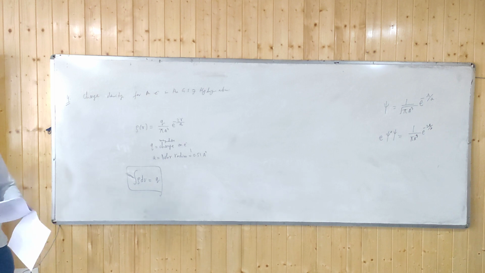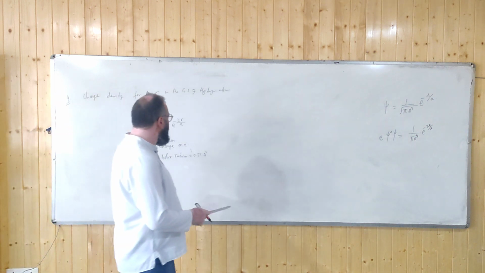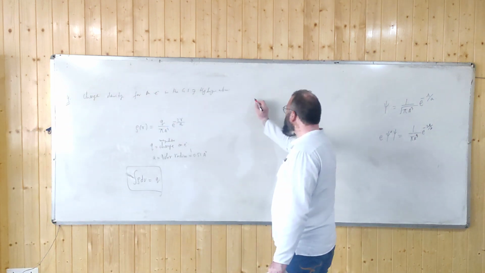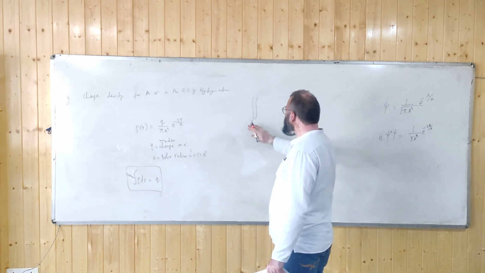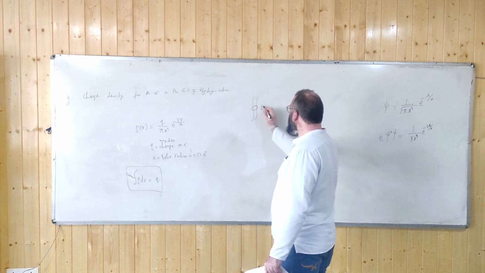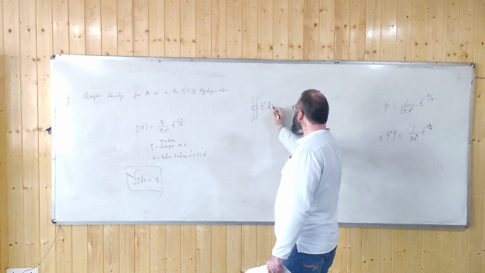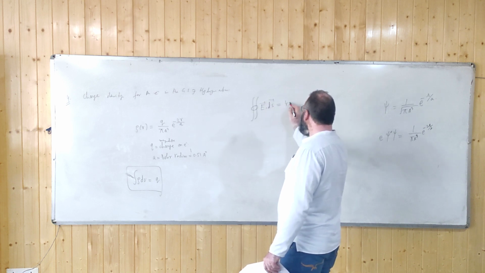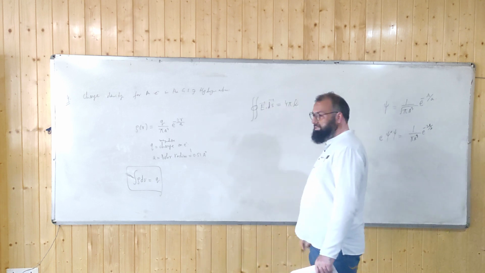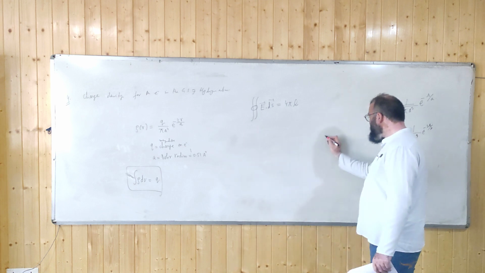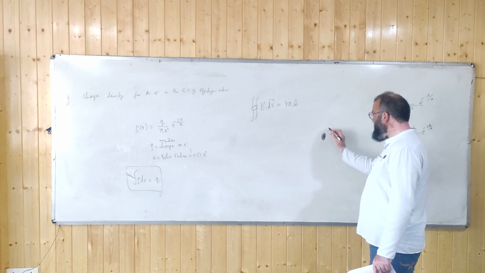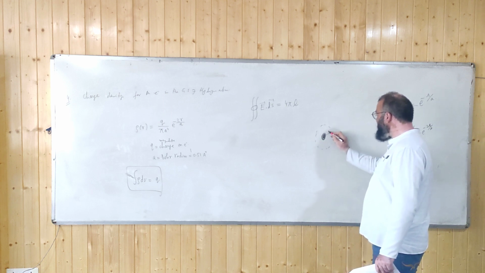So let's calculate the electric field due to this very charge density. So I am having the integral of E dot dS, which is equal to 4 pi Q, where Q is the enclosed charge. Let's say you have this as the electron cloud. This is the first orbital. So I will consider a Gaussian surface of radius, let's say, r.